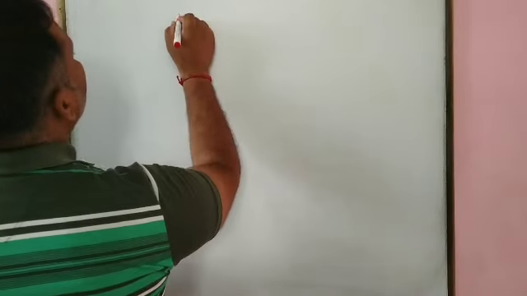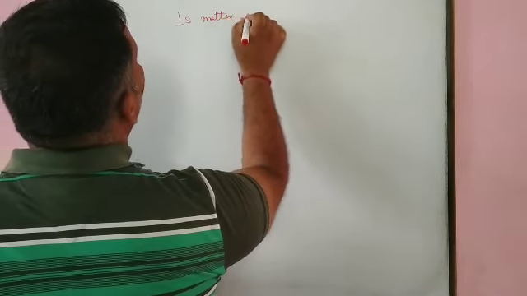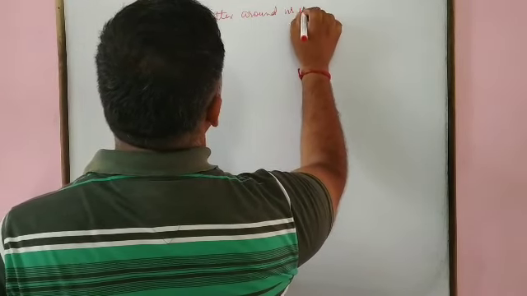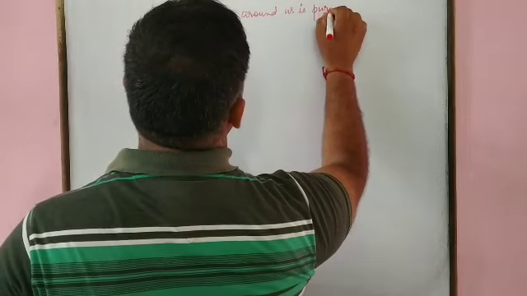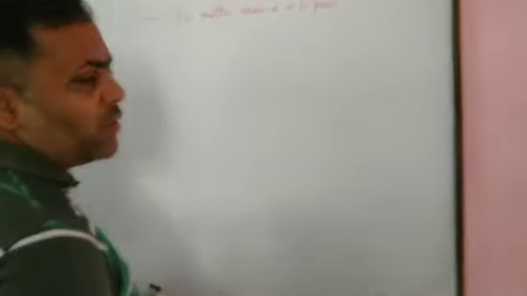Let us start the second chapter of chemistry of class 9, that is, Is Matter Around Us Pure. Let us discuss various matter which is around us.